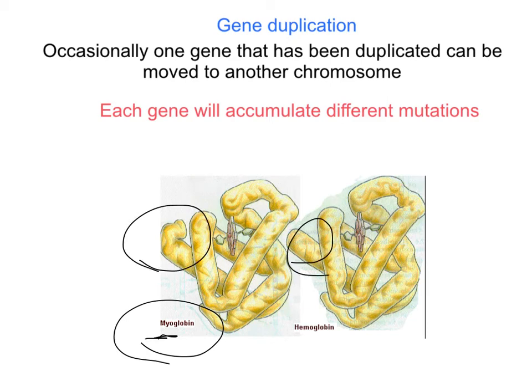And so what has happened is myoglobin has been duplicated many times. And hemoglobin, over here on the right, is a result of a duplication of the myoglobin gene, which has been mutated differently than the original one. And so that resulted in hemoglobin.